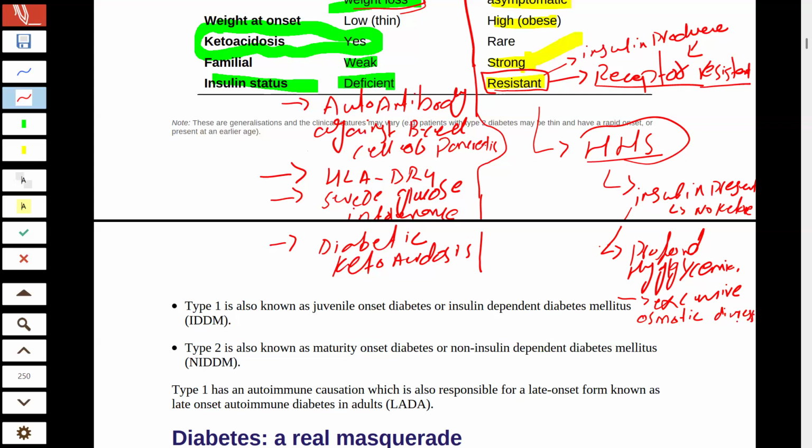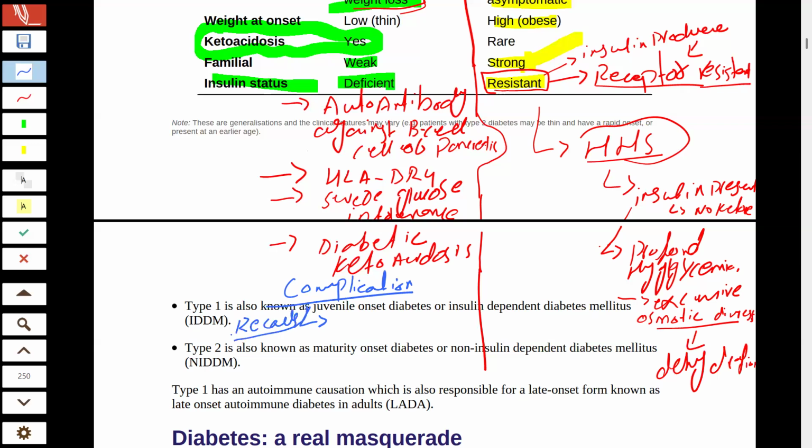And in type 2, due to the excessive osmotic diuresis, the patient ultimately goes into dehydration. One of the most important things is the acute complication. Chronic complications of diabetes we will talk about later, but the acute complication, this is recalled as well. So it is important, that's why I discussed it here earlier.